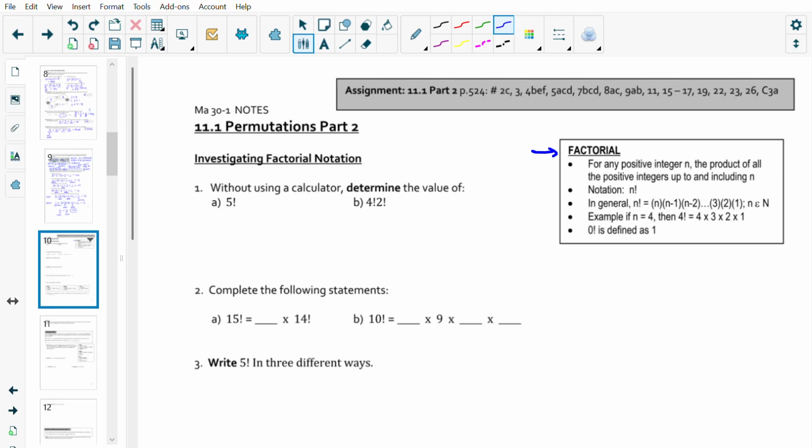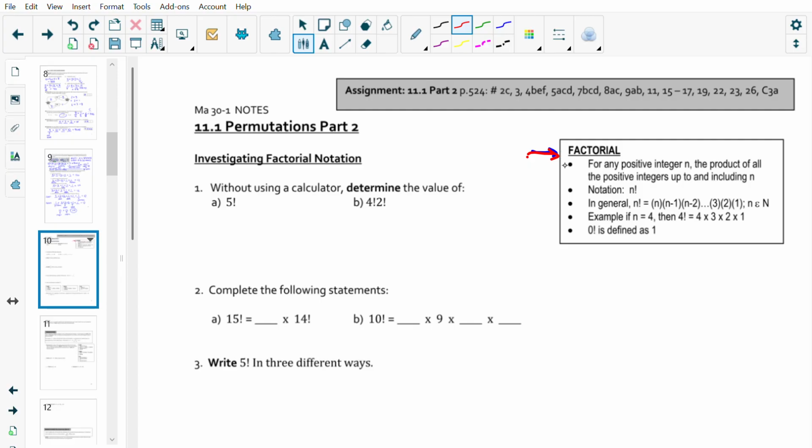Here's the mathematical definition, factorial. This is a quick way with mathematical notation to simplify the calculations that we do when we're using either the fundamental counting principle or doing permutations. You'll see when we do combinations in the next lesson, and when we do the final lesson, binomial theorem, factorial notation speeds things up quite a bit.